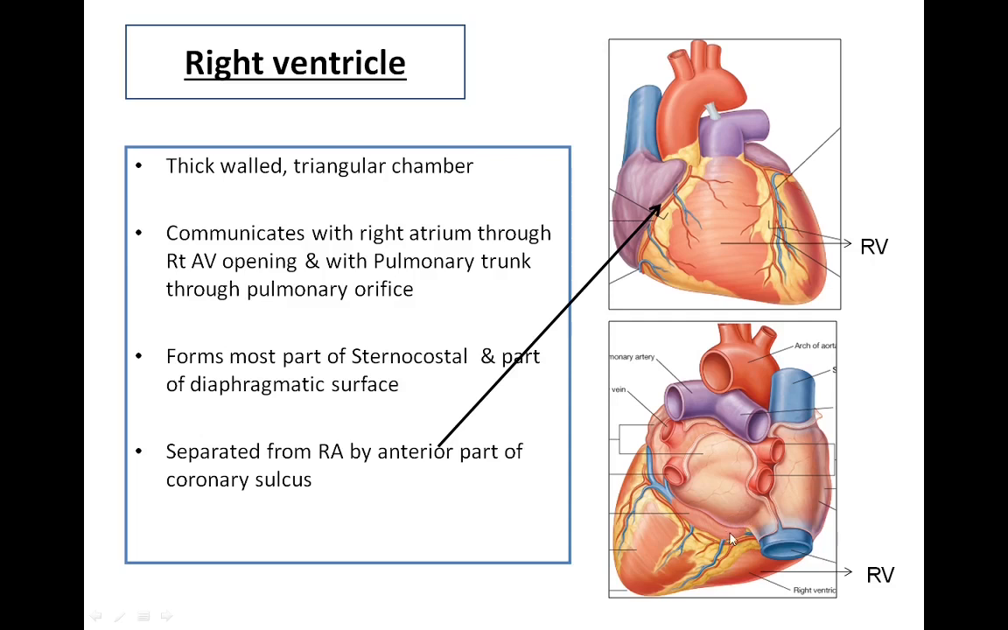What is the name of this area? This is called the crux of the heart. That is the meeting point of the posterior interventricular groove, the coronary sulcus and the interatrial sulcus, between the left and right atrium. So this is the crux of the heart. Then it gives a branch in the posterior interventricular sulcus. This is called the posterior interventricular artery.